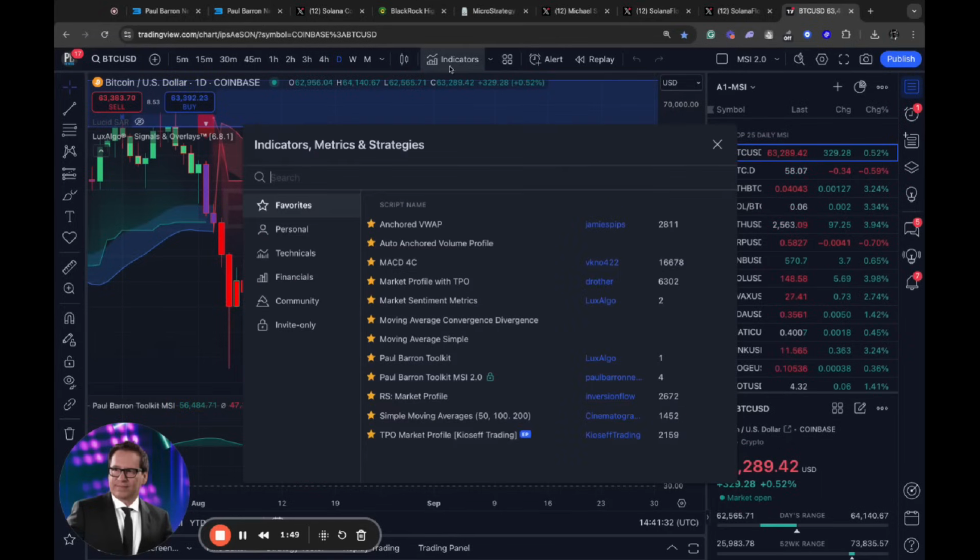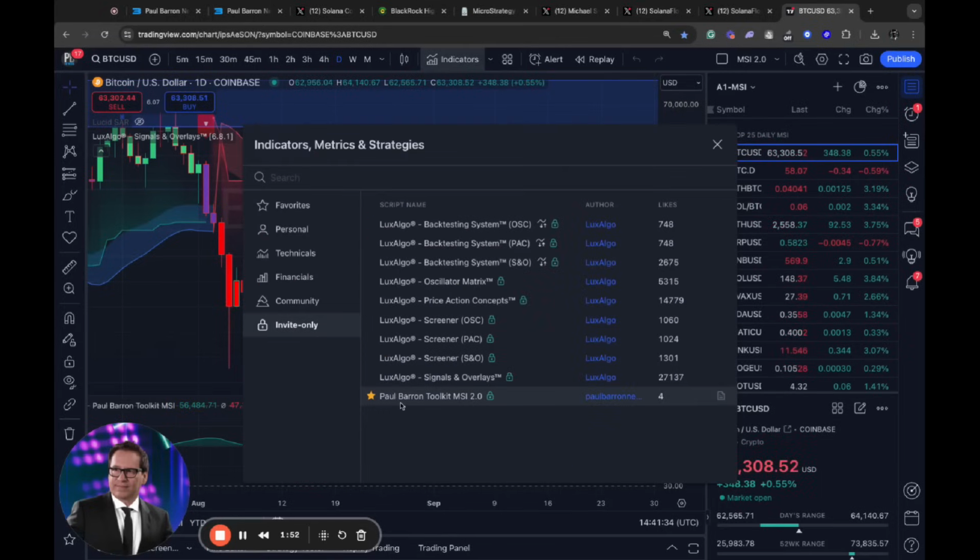You can do that just by having an invite-only membership. When you do your membership, it'll ask you for your TradingView name, and that's where we assign this invite-only script, which is our toolkit, MSI 2.0. It'll show up on your TradingView account. There are all kinds of scripts out there, and these are the invite-onlys that I particularly use. So right there is it.